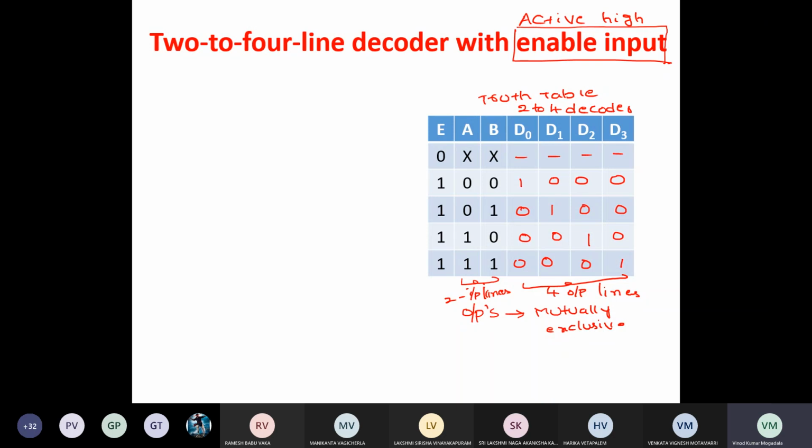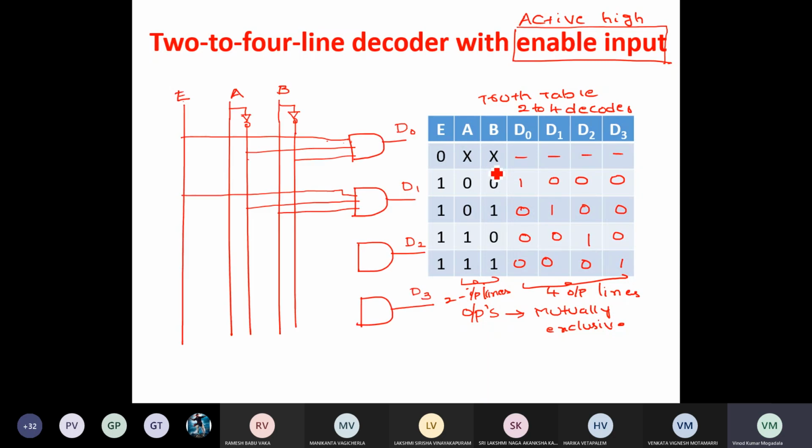And how to construct or realize this type of diagram? We have 4 output lines, so here we require 4 AND gates. What are the inputs we have? Enable input, A and B. How to make the connection? As it is an active high enable input, if E is equal to 1, then only it will get activated. Otherwise, the output of the AND gate will be 0.